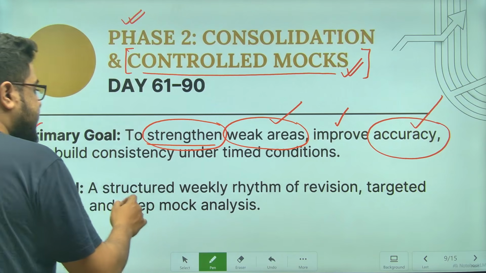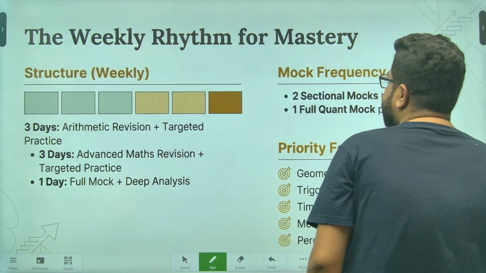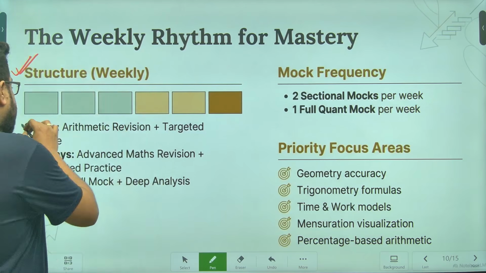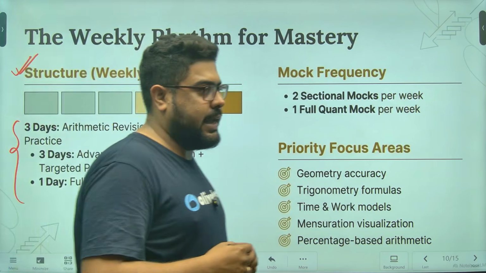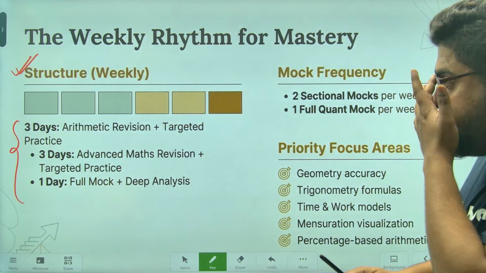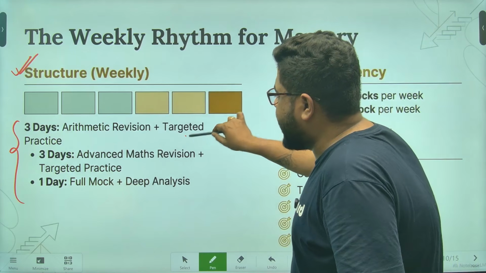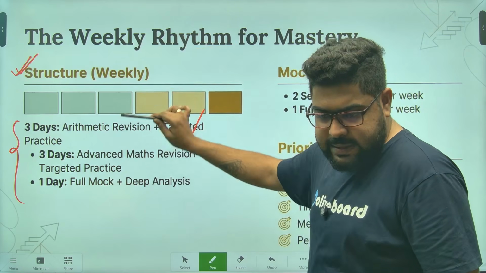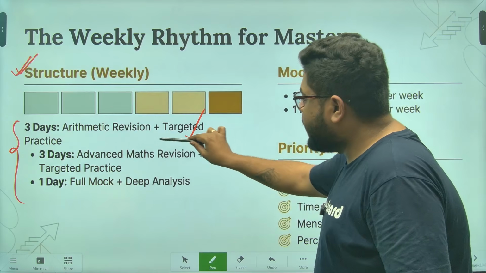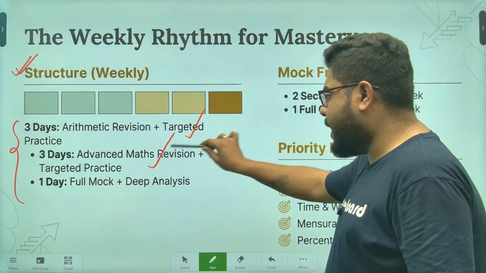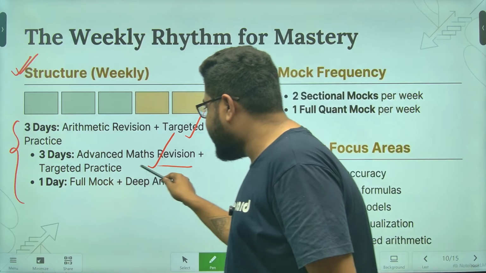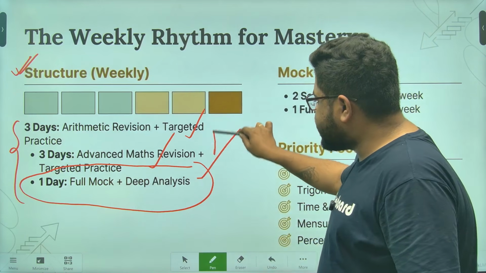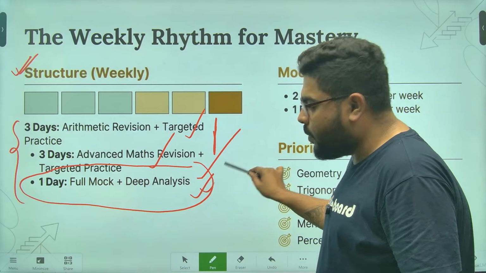Okay? Now, with that being said, next comes, sir, the structure I'm giving you. A 3 plus 3 plus 1 structure, that is 7 days. 3 days, I'll do arithmetic revision and targeted practice. This is weekly. Again, 3 days, the same I'll do for advanced maths. And one day I will do a full mock along with a deep analysis. These will be sectional mocks, but again, this will be a full mock.